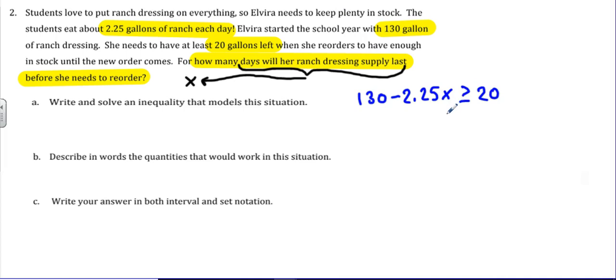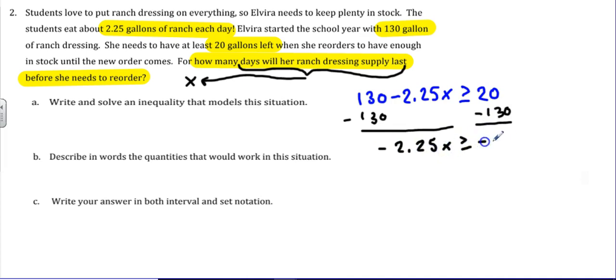When I'm solving an inequality, it's just like when I'm solving an equation. I'm going to start by looking at the x. x is first being multiplied by 2.25, and then that product is being subtracted from a positive 130. So to solve this inequality, I need to work backwards from there. I'm going to subtract 130 on both sides of the inequality, and that gives me negative 2.25x is greater than or equal to negative 110.